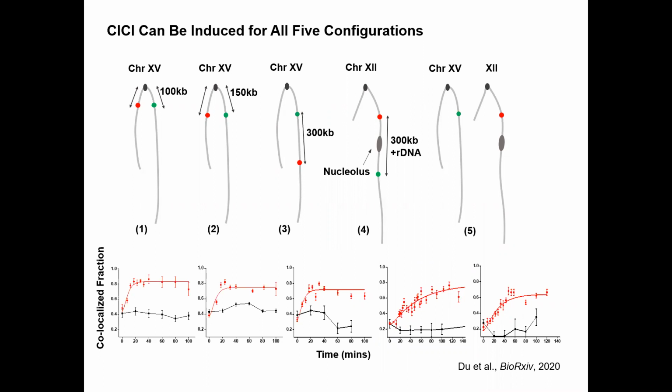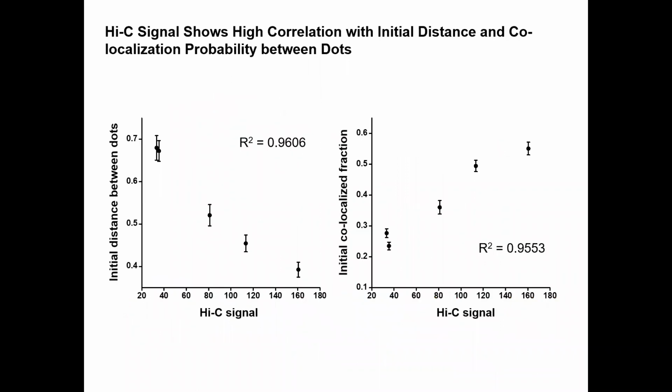And remember, for each of the curves, we can get these 3 parameters out. Now we can extract these parameters and look at how these numbers correlate with the Hi-C signal. Okay. When we look at the initial distance between the dots or initial co-localization of the dots as a function of the Hi-C signal, you can almost see a perfect correlation.